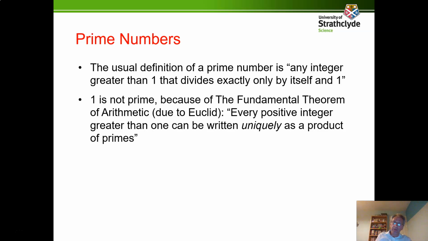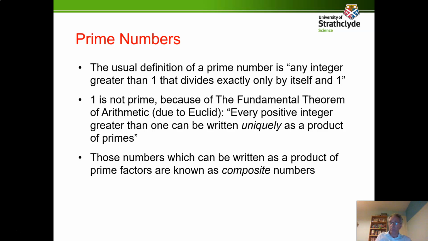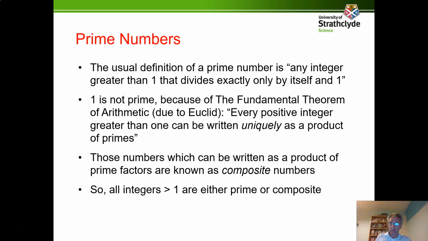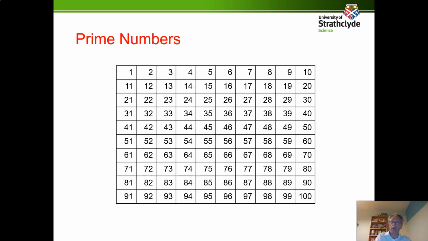So all of the positive integers greater than 1 are either prime or they are composite. All of the composite numbers can be written in the form a times b. So those numbers which can be written like that are called composite, and all integers are either prime or composite. So let's have a look at the numbers. Here are the counting numbers from 1 to 100. Let's see which of these are prime numbers and which are composite.